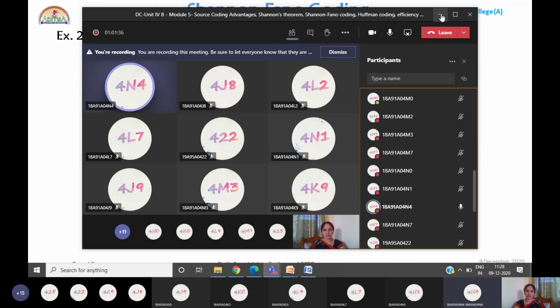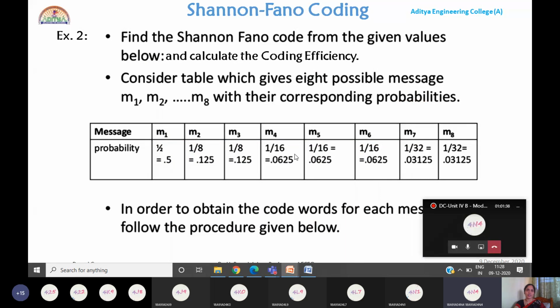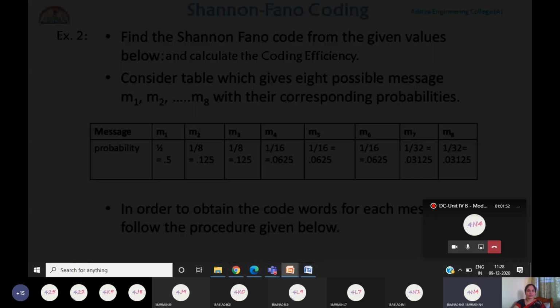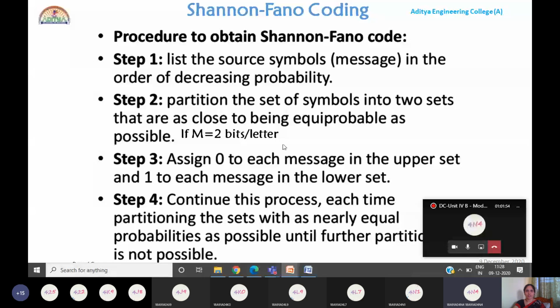What are the steps in the Shannon Fano encoding process? What is the first step? List the symbol probabilities in decreasing order, ma'am. Okay, first step. Next step is? Partition those probabilities into 2 sets which are equiprobable, or approximately equiprobable.